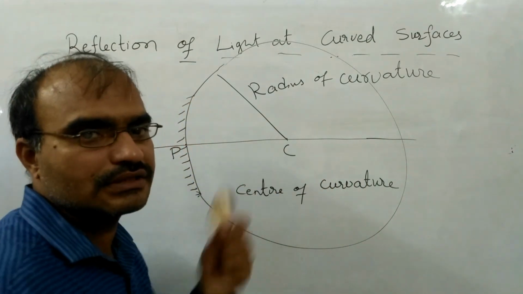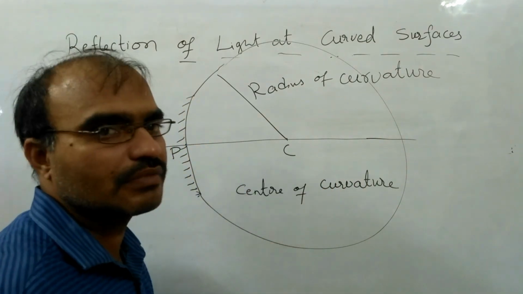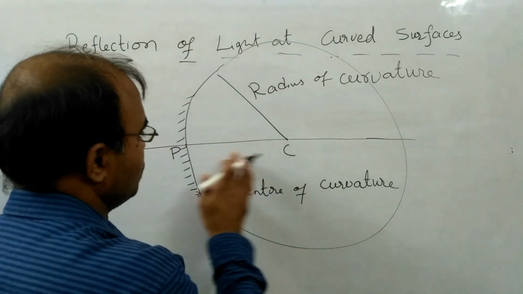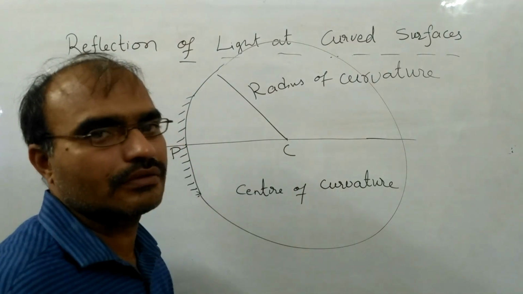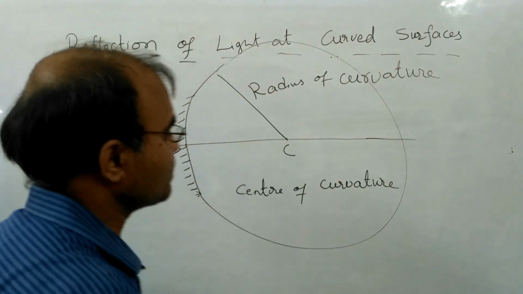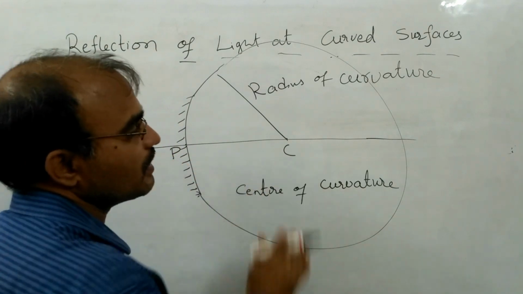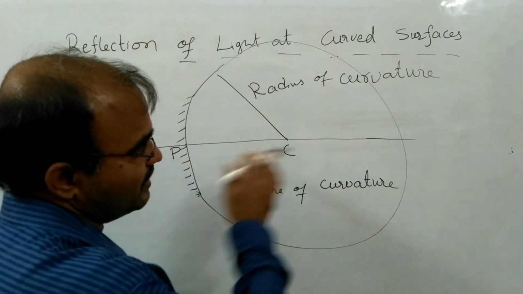And here I have drawn a line. Will there be any line like this? No, there won't be any line like this, but it is an imaginary line passing through P and C. So the imaginary line passing through the pole and center of curvature is called the principal axis.